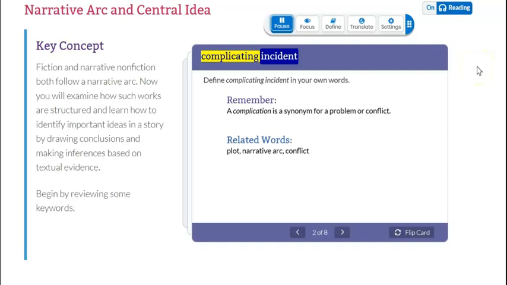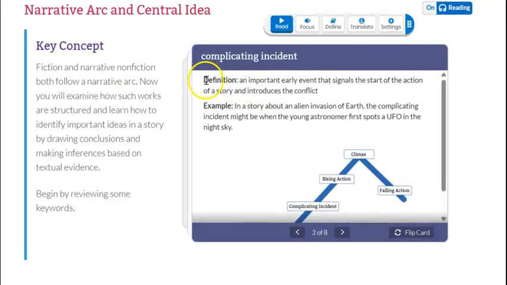Complicating incident. Define complicating incident in your own words. Remember, a complication is a synonym for a problem or conflict. Related words: plot, narrative arc, conflict. Definition: an important early event that signals the start of the action of a story and introduces the conflict.